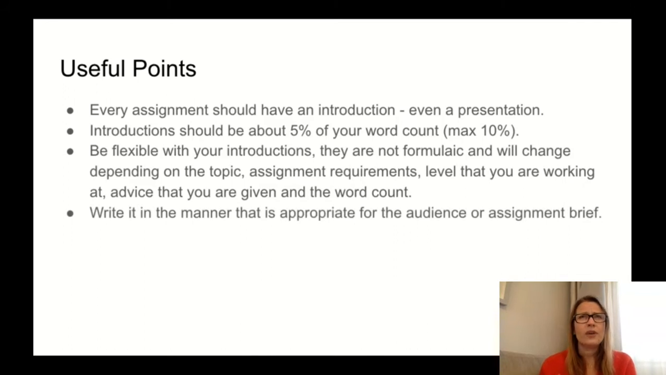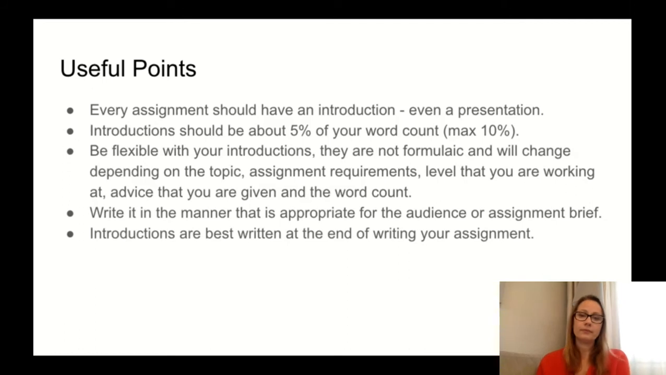What you want to kind of avoid doing is spending more time on your introduction than the rest of the body of your assignment. I think that's a cool thing. Write it in the manner that's appropriate for the audience for the assignment brief, remembering to write in the appropriate first or third person language. I've mentioned they're really best written at the end of your assignment, but I also appreciate some people just like to at least get something down, so it's not always as easy as that.